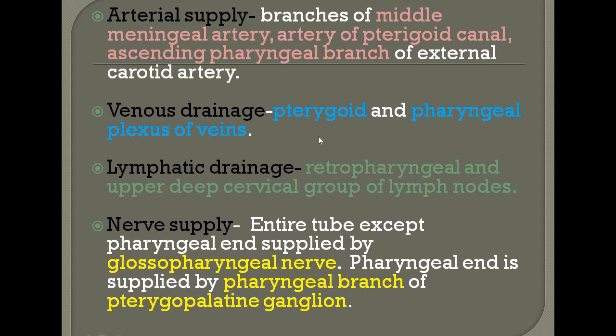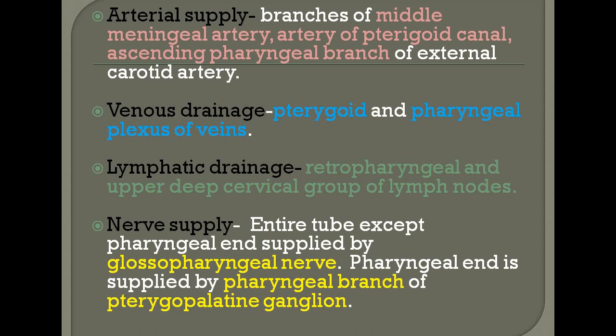Arterial supply of this tube is by middle meningeal artery, artery of pterygoid canal, ascending pharyngeal branch of external carotid artery, while veins from the tube drain into pterygoid and pharyngeal plexus of veins. Lymphatic drainage is into retropharyngeal and upper deep cervical group of lymph nodes.